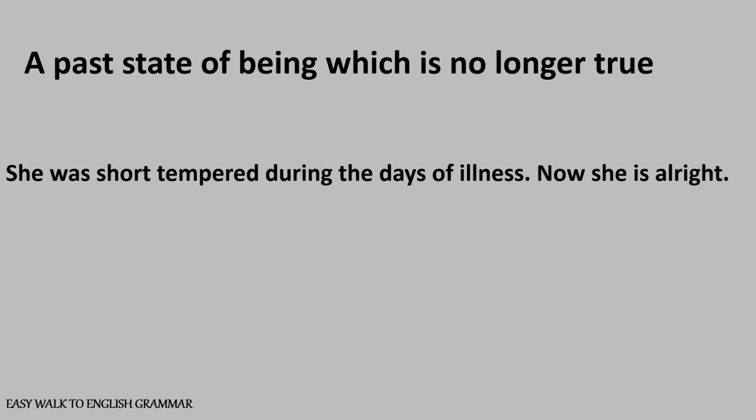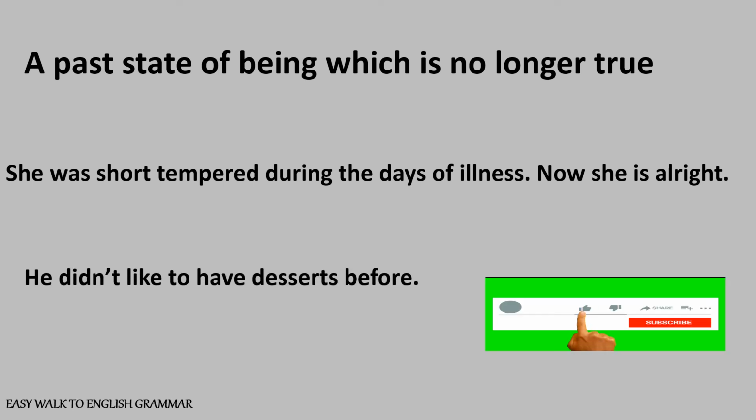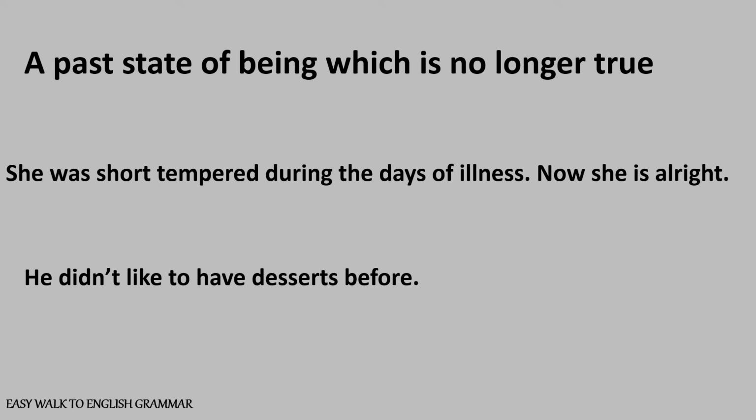We'll go for one more example. He didn't like to have desserts before. That is his state of being, or that was his state of being in the past. He didn't like to have desserts. When he went for a party, he avoided that section or dessert, that course. But that was his state of being in the past, not now.